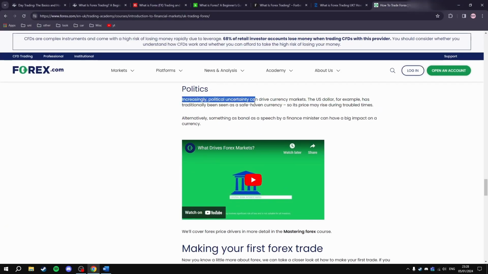Politics. Increasingly, political uncertainty can drive a currency market. The US dollar, for example, has traditionally been seen as a safe haven currency, so its price may rise during troubled times. Safe haven currency.